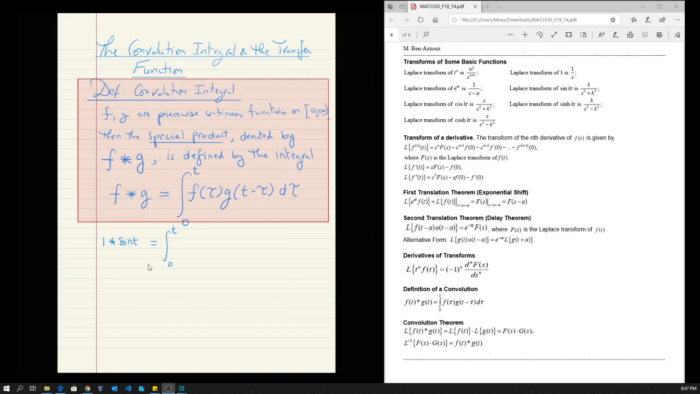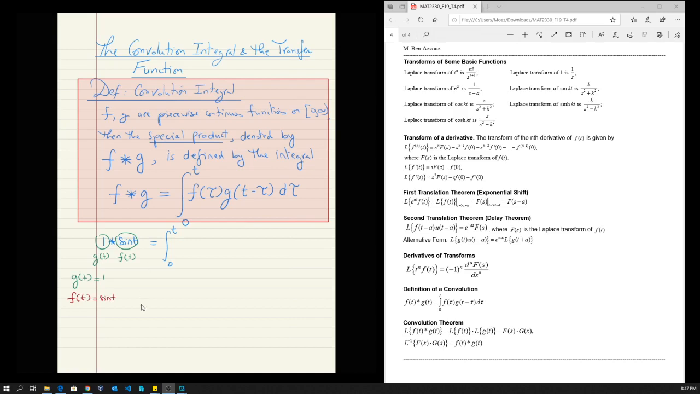So that's the first decision you have to make. I'm going to treat this as my f of t, and this as my g of t. So let's actually write those on the side. g of t is 1, and f of t, I'll just use a different color here, f of t is sine t.